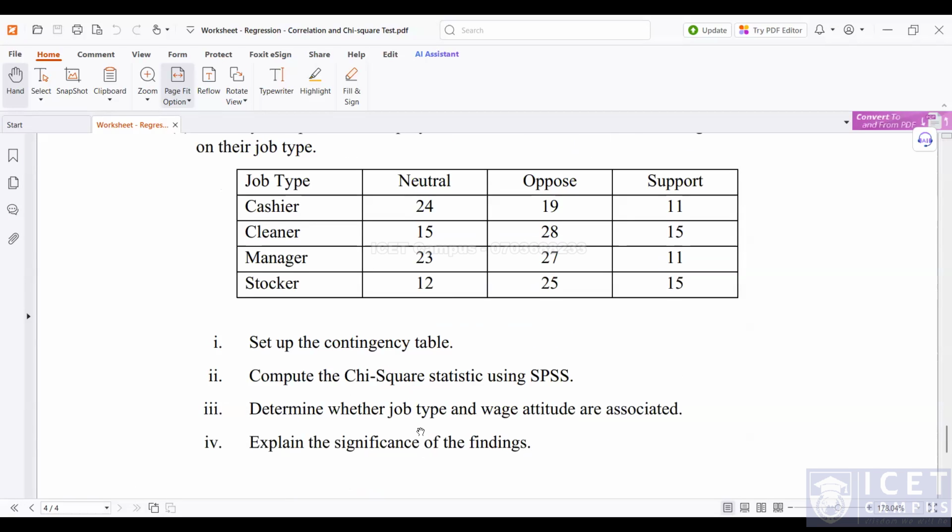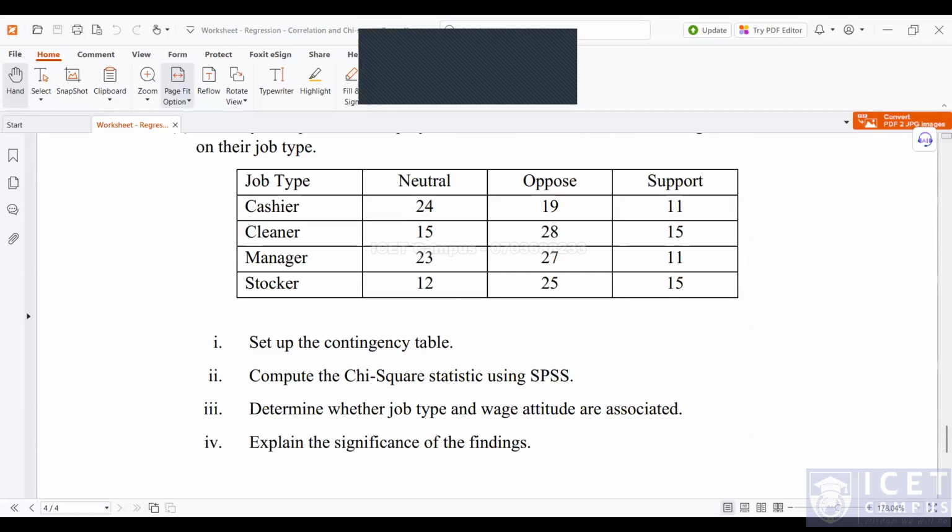So determine whether job type and wage attitudes are associated. Then we can write our null hypothesis: there is no relationship between job types and the wage attitudes, right? Right, last question.